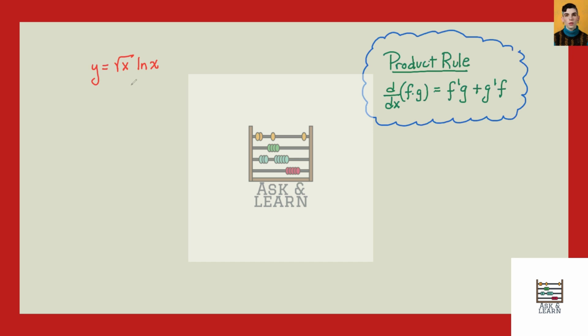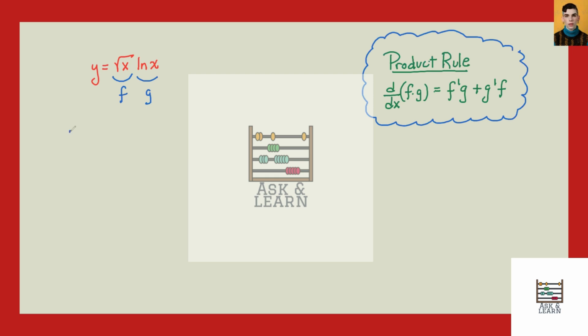All right, our goal is to take the derivative of the function on the left in red, y equals square root of x times ln of x. Notice it's a product, so I can call this part f and this part g. And just a reminder on the far right, the product rule. Whenever I want to take the derivative of two functions that are multiplied, in this case f and g, then the answer is f prime g plus g prime f.